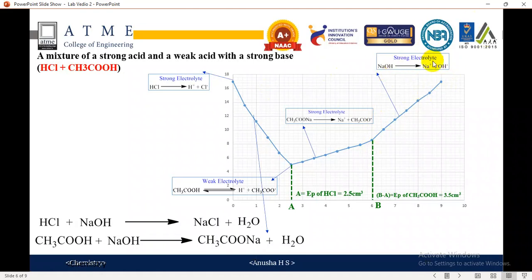In the strong electrolyte, NaOH dissociates into Na plus and OH minus ions. The strong electrolyte HCl dissociates into H plus and Cl minus, and first undergoes neutralization of the H plus ion at the equivalence point. The weak electrolyte is acetic acid. Here are the equations: HCl reacts with NaOH to give NaCl plus water. Acetic acid reacts with NaOH to give sodium acetate plus water.